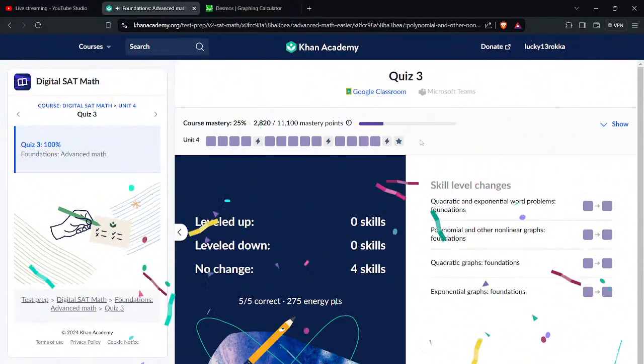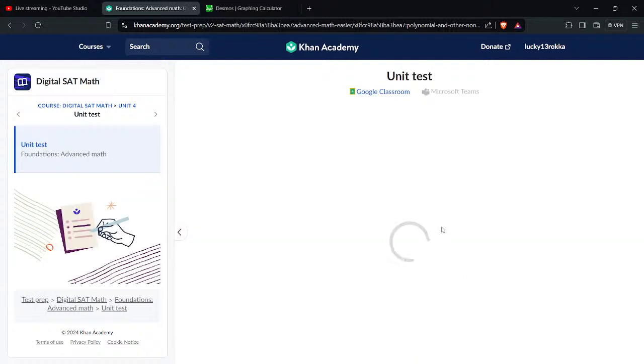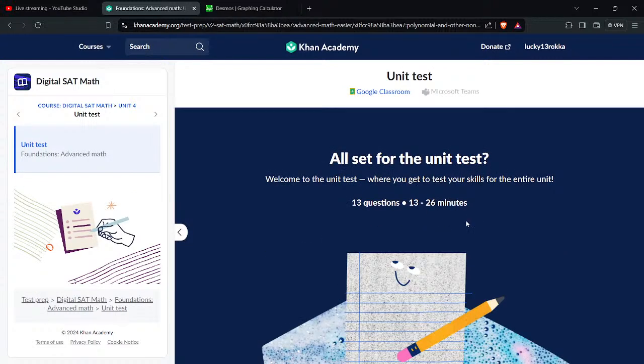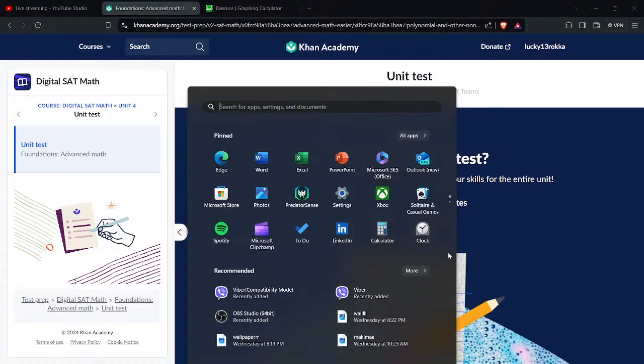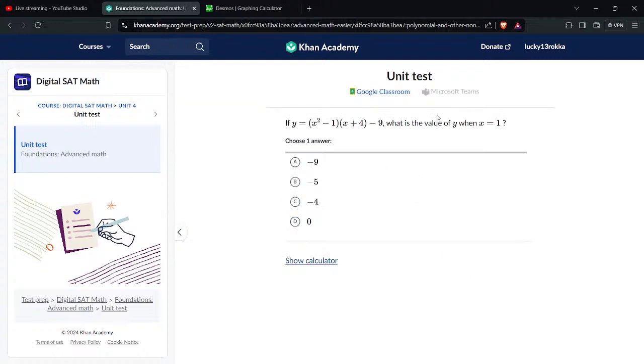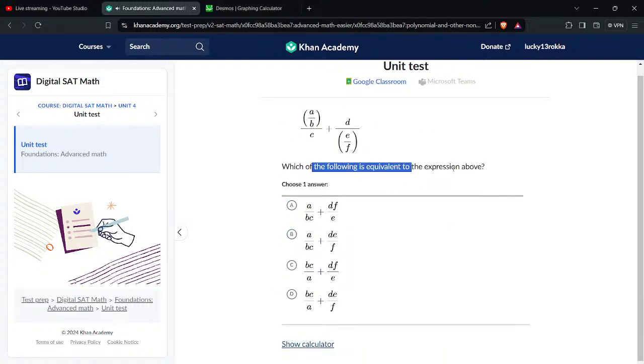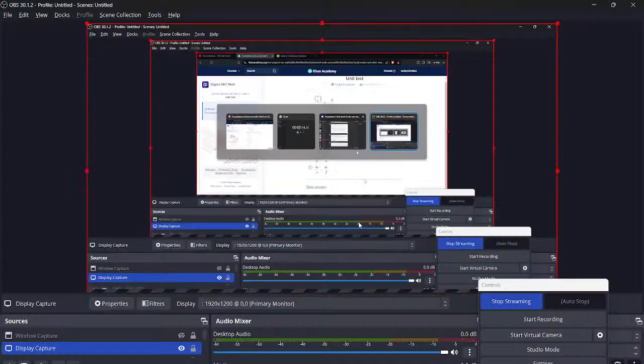Yo, let's go. So we take the final question, right? Unit test, yo. Okay, 13 to 26 minutes. Actually, let's just time this. How much time do I take? Okay, stop. Let's go. What is the value of y when x equals 1? Now is the following equivalent to the expression above? What is this? Wait. Never mind. I'm taking a break.